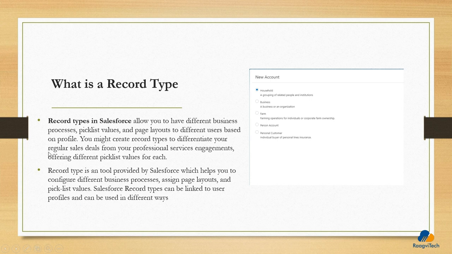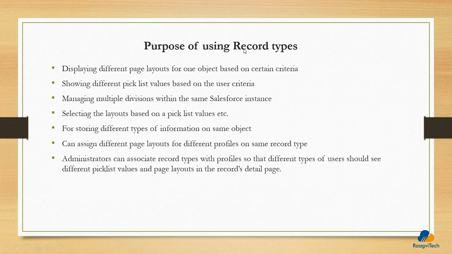So this is a definition of the record type, and this is an example picture of how the number of record types can be shown in the org. So the purpose of using the record types: displaying different page layouts for one object based on certain criteria, and showing different picklist values based on this user criteria. So it will display the different page layouts and different picklist values based on the user criteria. It will manage the multiple divisions within the same Salesforce instance. It will select the layouts based on a picklist value, etc.